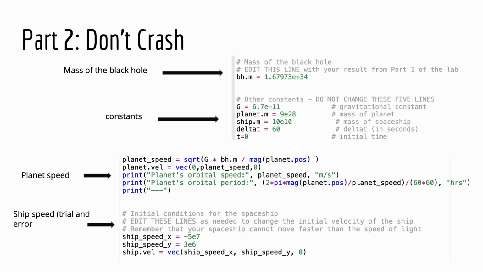For part 2 of this experiment, we need to find an initial velocity that will prevent a spaceship from either being sucked into the black hole or crashing into a planet while trying to escape the system. Here are the initial conditions, including the mass of the black hole we found in part 1, known constants, the planet's speed, and the ship's speed, which we found through trial and error. And these are actually the values that I ended up getting.